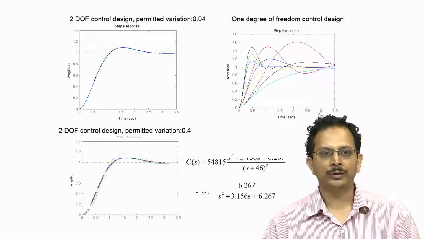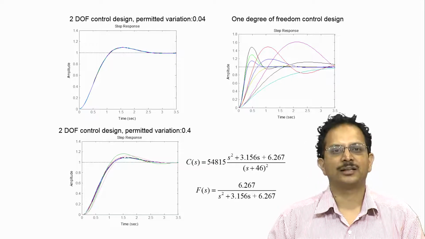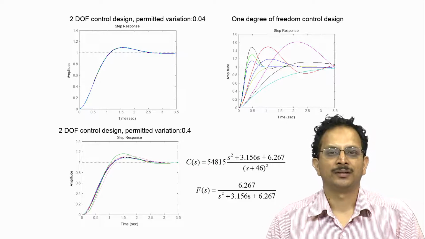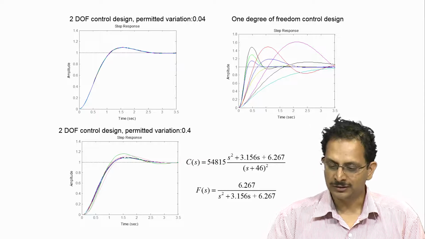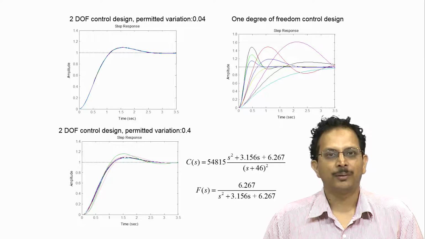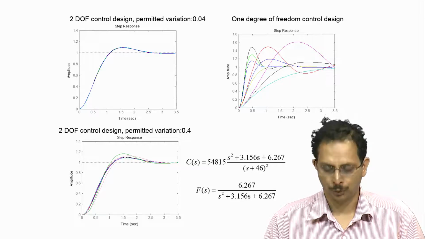So when we do that, we see that the spread is slightly higher, but still the performance of the 2 degree of freedom control system is significantly better than the performance of a 1 degree of freedom control system.